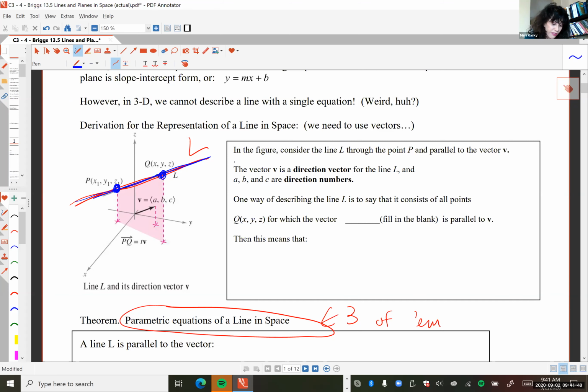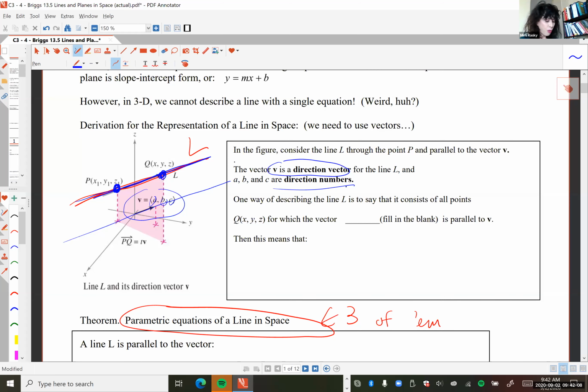The direction vector is a vector that's parallel to your line. It could even live on the line, I don't care. Either way, the direction vector I have down here is indeed parallel to my line. And its components, A, B, and C, are referred to as direction numbers.